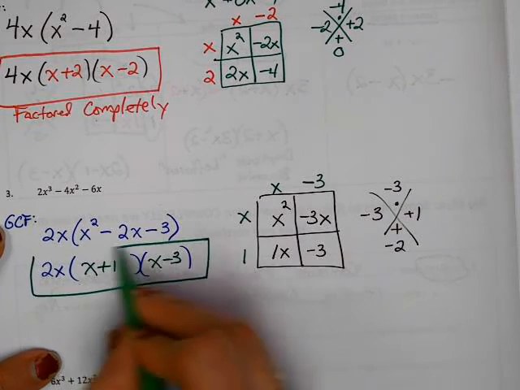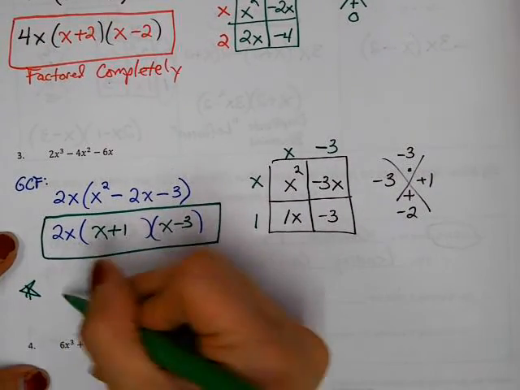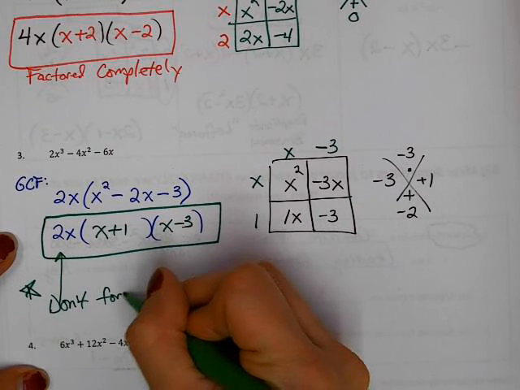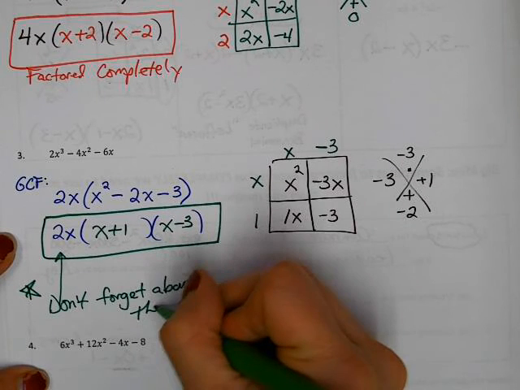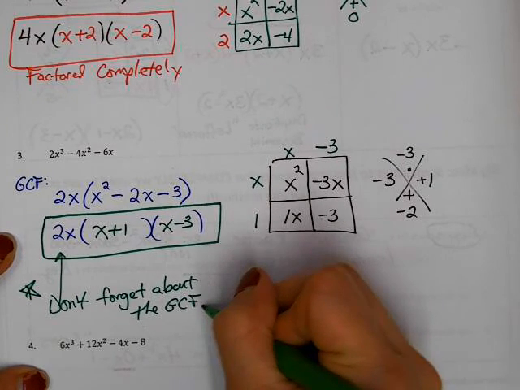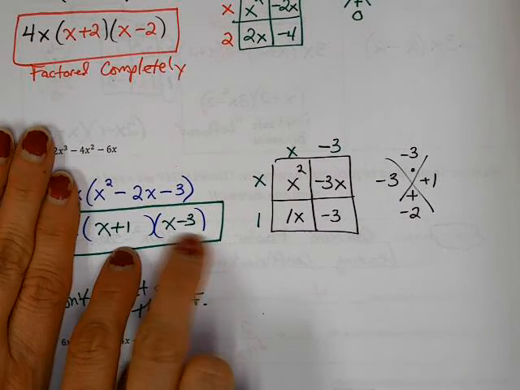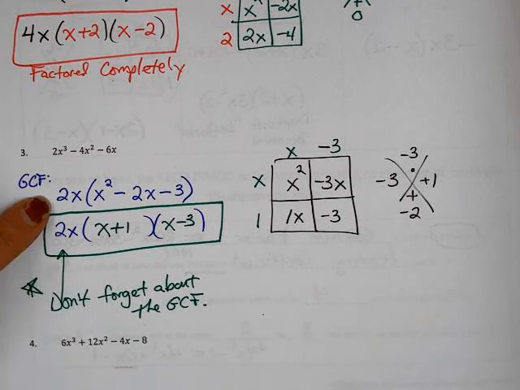Okay? I'm going to put a little note here. When you write your final answer on the test, don't forget about the GCF. He's the first thing that comes out. Don't forget to write him. You can't just write these two. He was part of the problem too. We just took him out first.